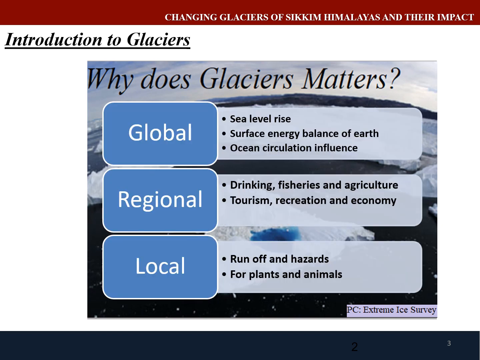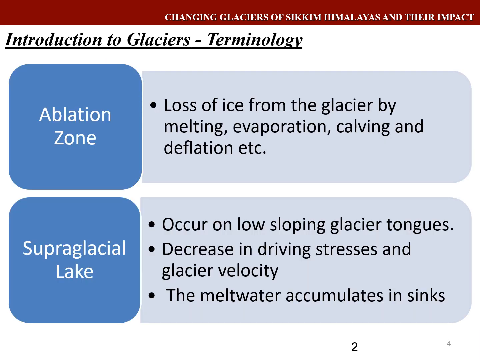So glaciers matter for us because they lead to sea level rise, they balance the surface energy, and ocean circulation is influenced by glaciers. Drinking, fisheries, agriculture, we all use glacier waters. All the water that comes in the Ganga or whatever rivers come from the Himalayas, it is from the melting of glaciers only, and it is good for the economy. But then, if the glaciers melt, a lot of runoff can happen and hazards will happen. That will destroy the whole biodiversity and the habitats nearby. These two things are there.